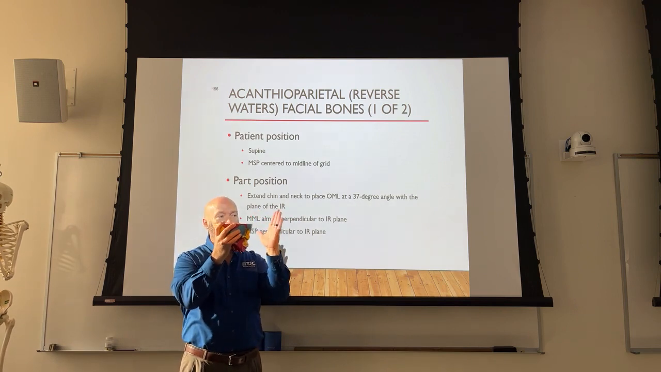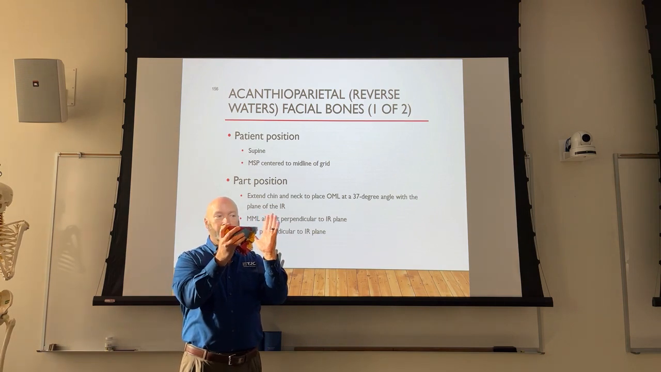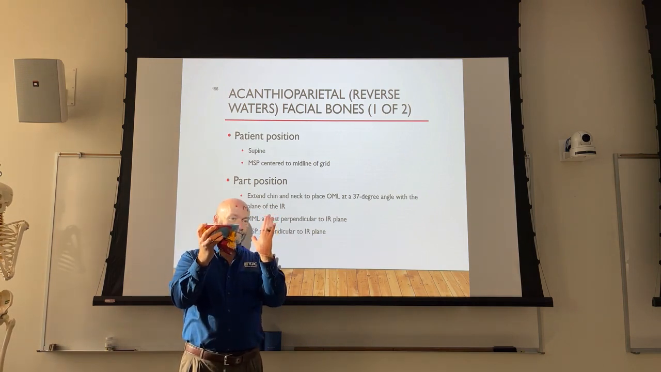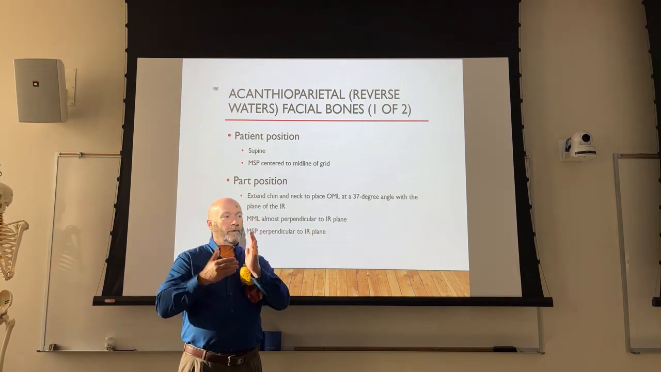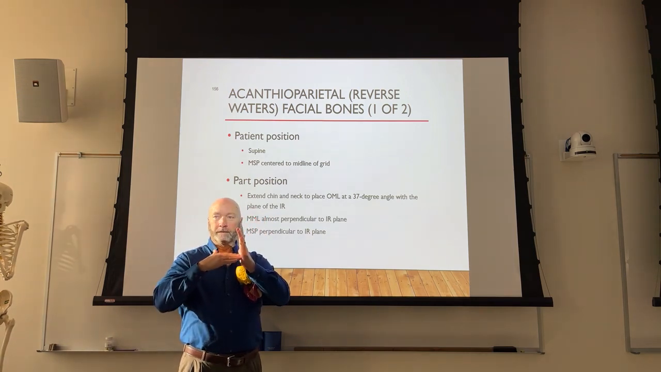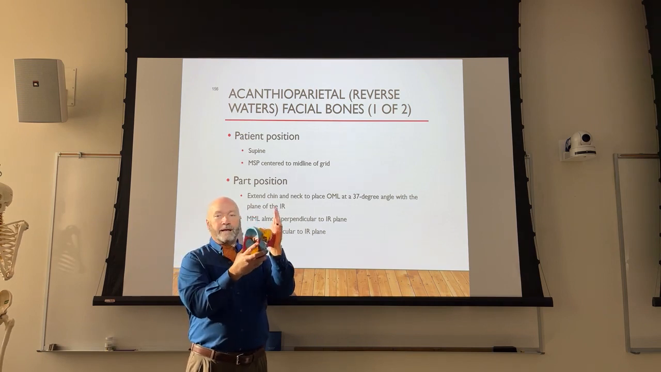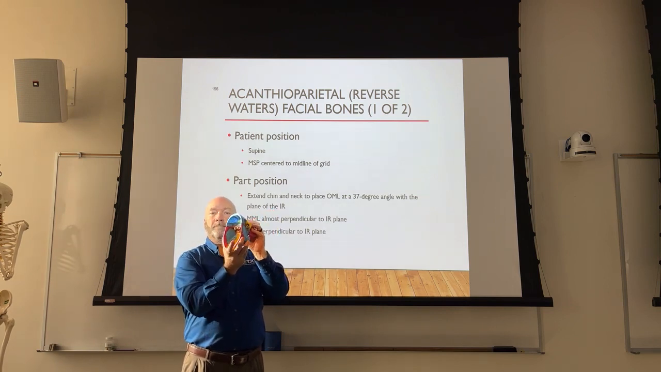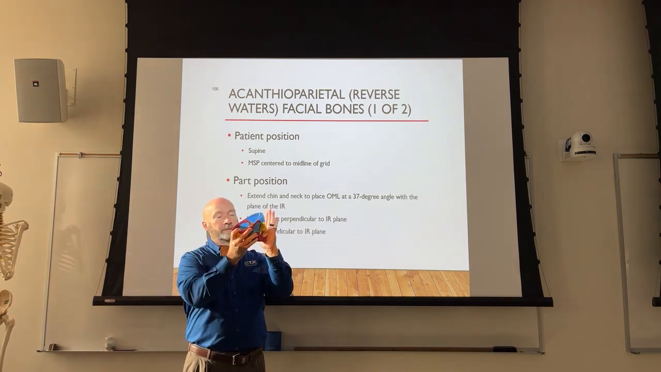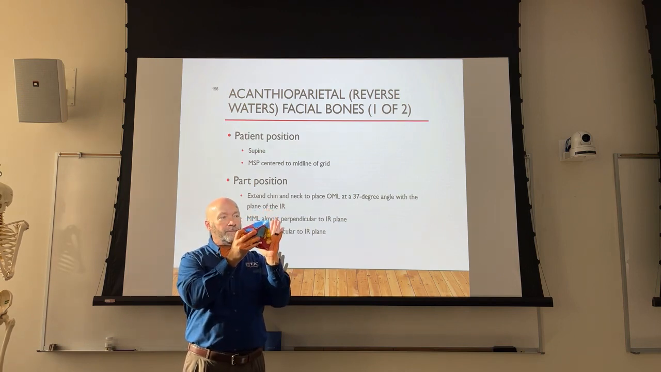The orbitomeatal line is here. It's perpendicular. But what degree is that? Zero. What is that? A right angle is what? It's 90 degrees, right? So 37 brings us closer to parallel. So the bigger number means that we've got to drop the chin down. Instead of extending it further, we've got to drop it down.